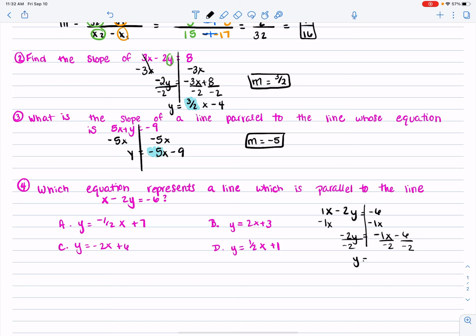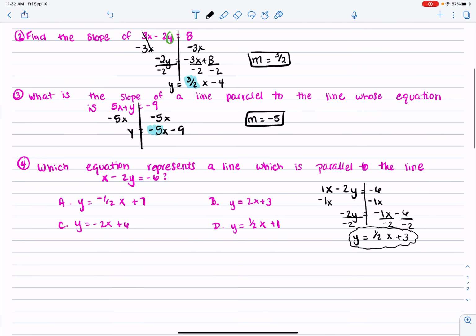Y equals negative 1 divided by negative 2 is a positive 1/2 x. Negative 6 divided by negative 2 is a positive 3. So that's my original line. Now I want a line that's parallel to that. And the only thing we know about parallel lines, so this line is not going to be an answer choice because I want a different line that's parallel.